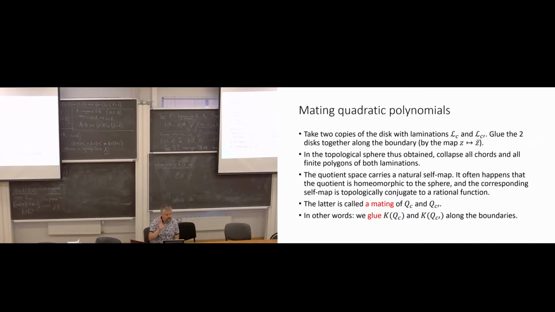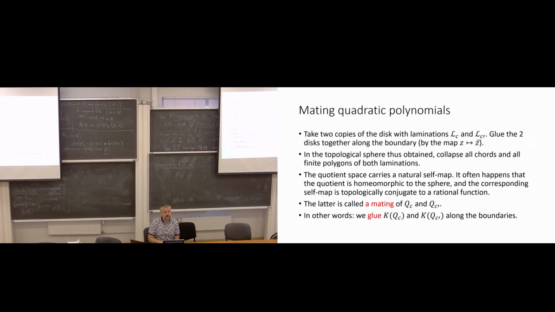I will show some movies. Very nice movies, but I need to explain something before showing them. I will show the movies, and that will be it. But let me explain something first. So suppose you are given two quadratic polynomials, and you want to cook some rational function out of these two polynomials.